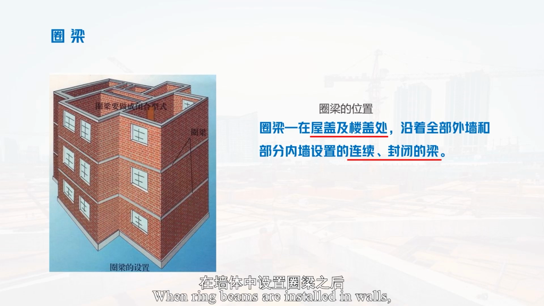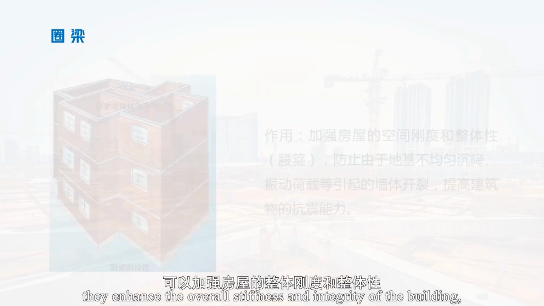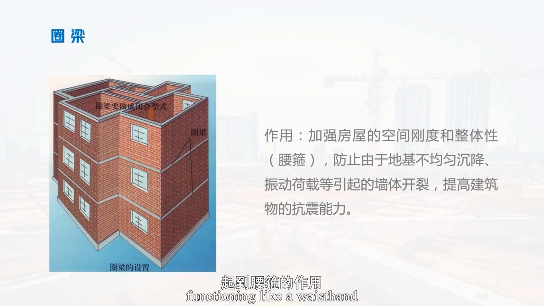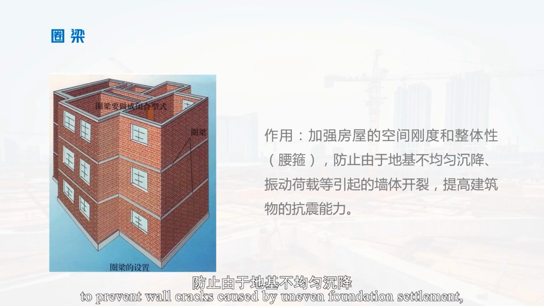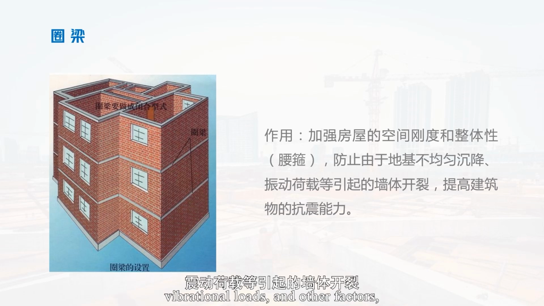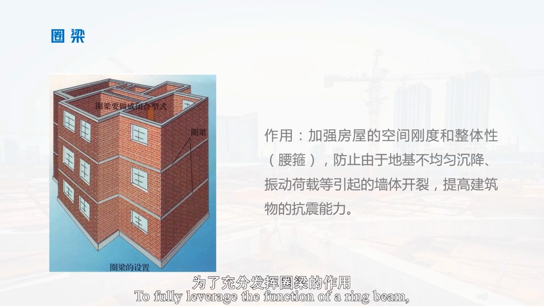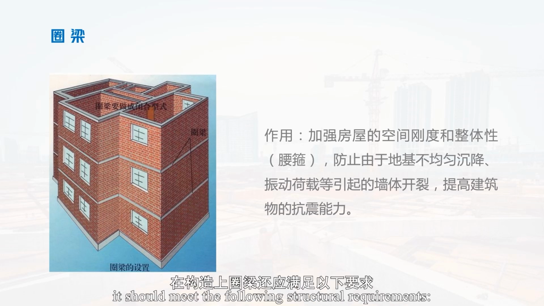When ring beams are installed in walls, they enhance the overall stiffness and integrity of the building, functioning like a waistband to prevent wall cracks caused by uneven foundation settlement, vibrational loads, and other factors, thereby improving the building's seismic resistance. To fully leverage the function of a ring beam, it should meet the following structural requirements.